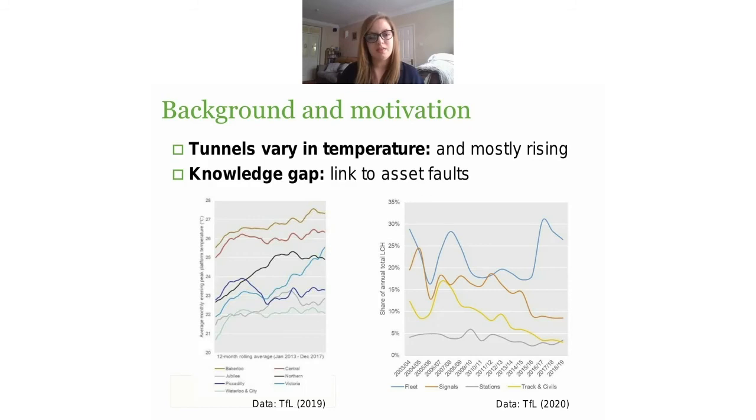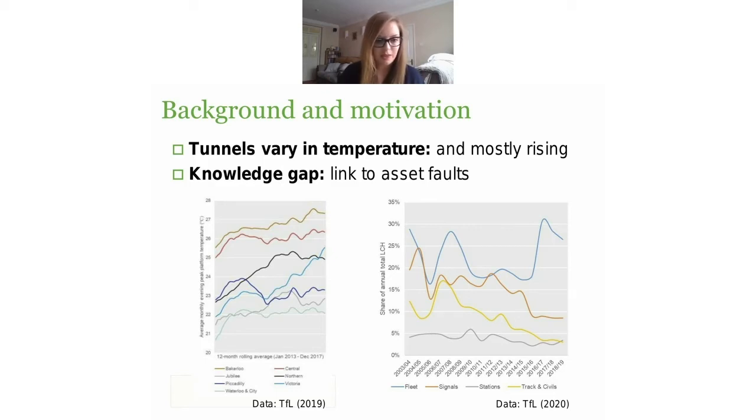This doesn't mean that it's the same across all the lines, because the lines were all built at slightly different times and they all operate slightly differently. What it's led to is some differences in the trends and the patterns of each individual tube network. On the left here is the 12-month rolling average of the tunnel temperature for each line that has a deep tube network from 2013 to 2017.